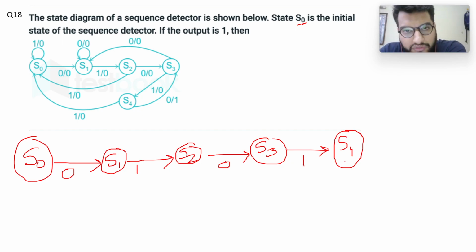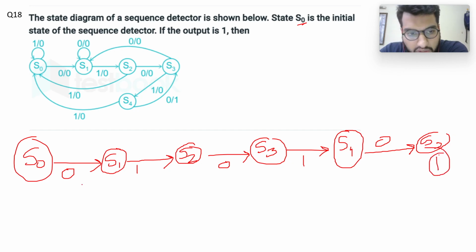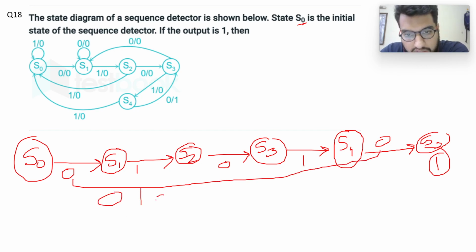And now I am at S4. I am going to S3 with input 0 and output 1. So here output 1 is detected. So the input sequence that it followed to get the output as 1 is 0 1 0 1 0. So this was the input sequence that needed to be detected.